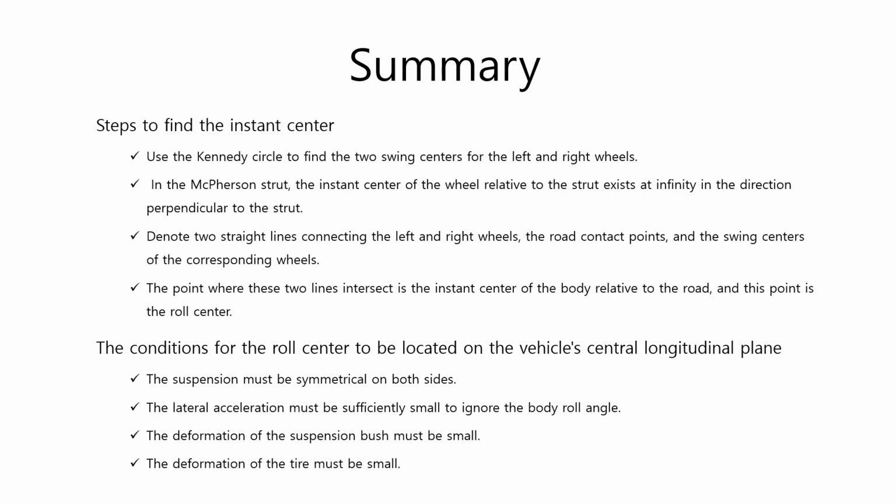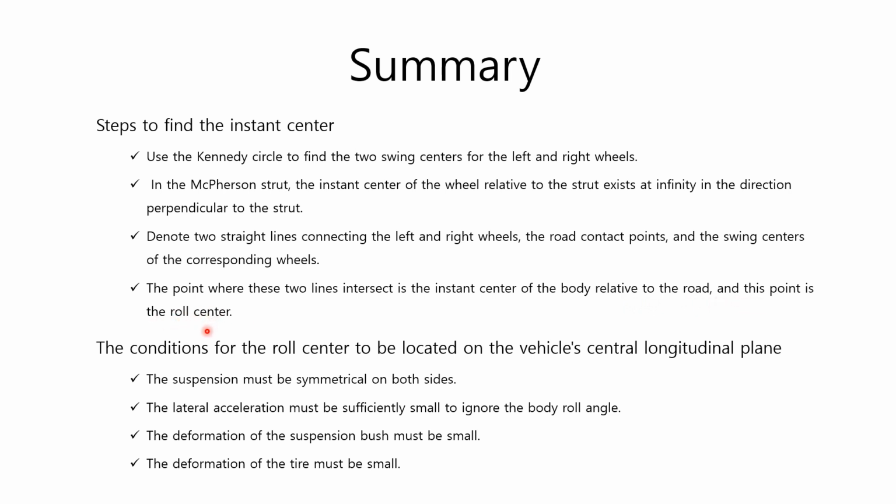Steps to find the instant center can be summarized as follows. Use the Kennedy circle to find the two swing centers for the left and right wheels. In the MacPherson strut, the instant center of the wheel relative to the strut exists at infinity in the direction perpendicular to the strut. Draw two straight lines connecting the left and right wheels' road contact points and the swing centers of the corresponding wheels. The point where these two lines intersect is the instant center of the body relative to the road, and this point is the roll center.